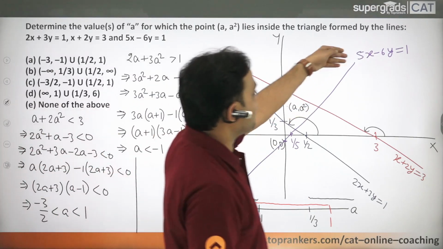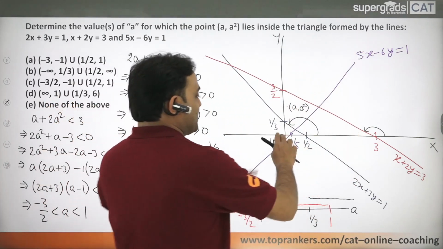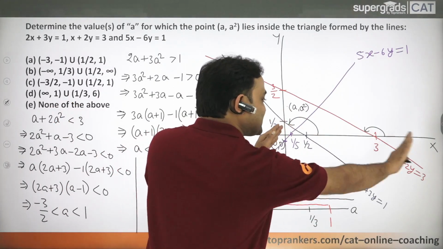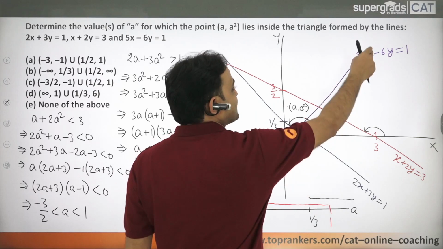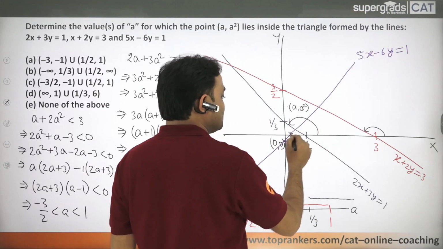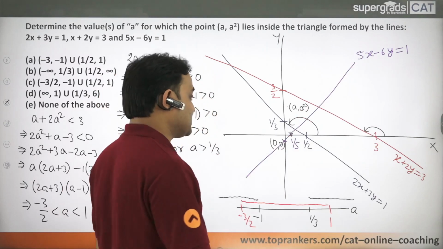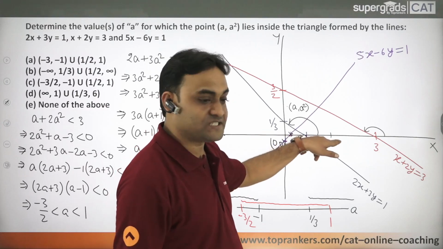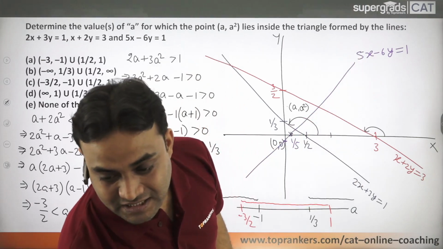The third line is 5x minus 6y equals 1. Now again, just to make you understand, what will happen if I take any point after this, on the positive side of the x-axis? X will increase and y will keep decreasing. So we are getting a value greater than 1. At any point on this line, we are getting 5x minus 6y equal to 1. But if I take a point here, what will happen? X will be bigger, y will be the same. Overall, this value will be greater than 1, right?